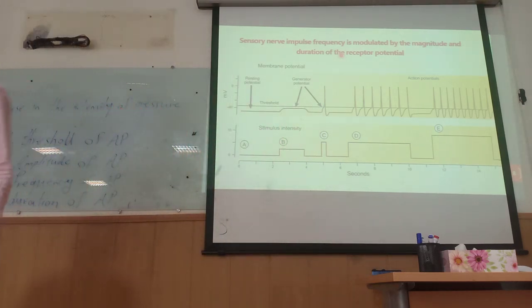So, the frequency of firing of a sensory neuron depends on the intensity of the stimulation and the duration of the stimulation. Two factors determine the frequency of the firing. Firing means generation of action potentials, right?